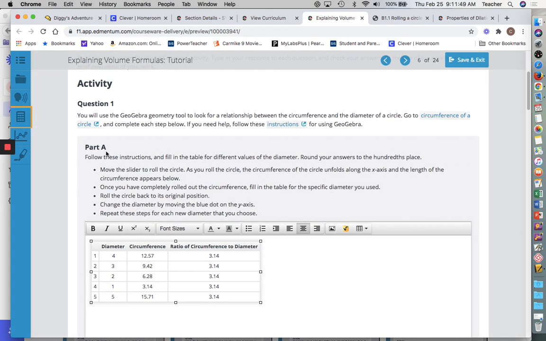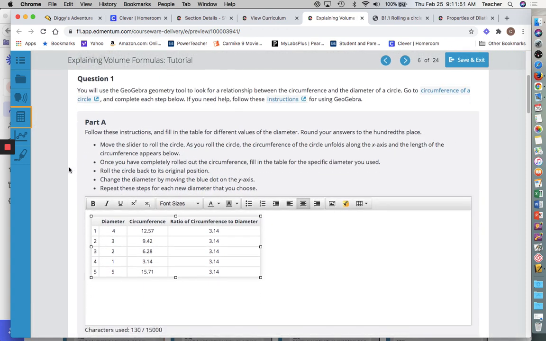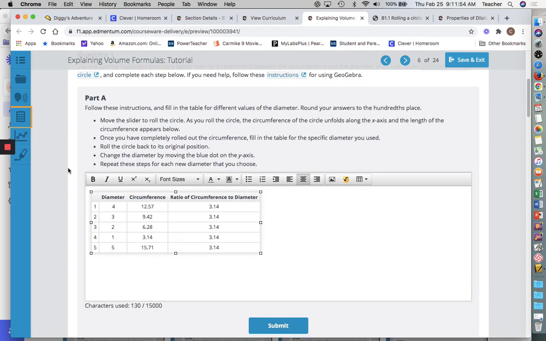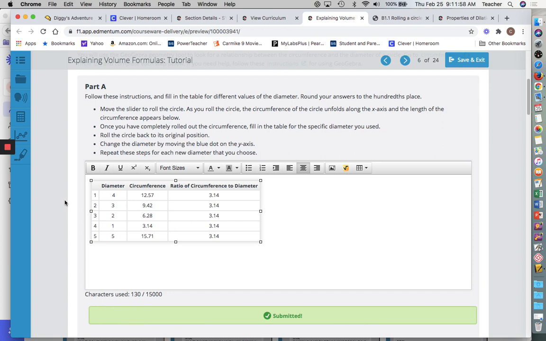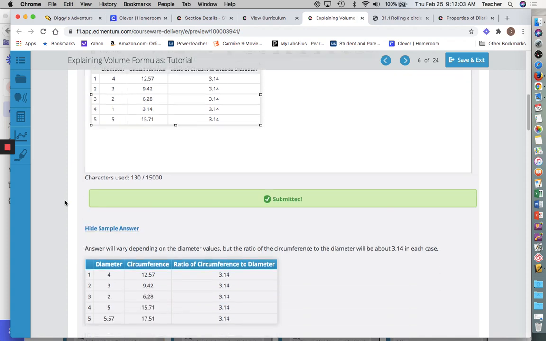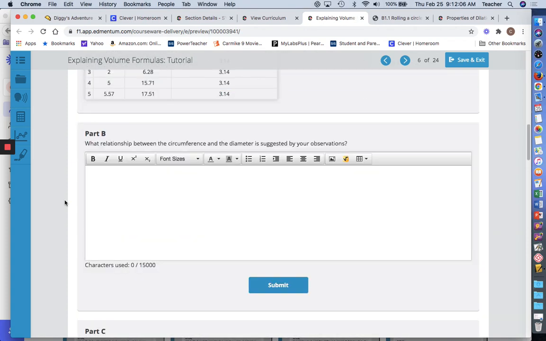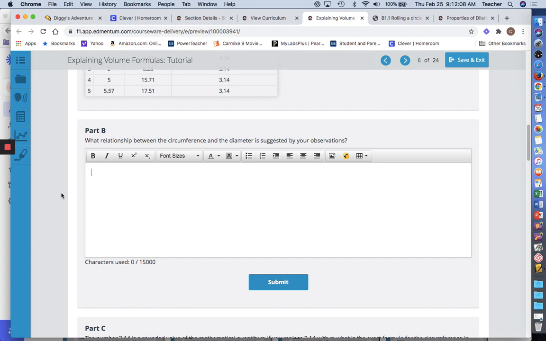Oh, that's easy enough. Well, the reason why they had you do that is because you need to understand that circumference divided by diameter is 3.14. That is where we got 3.14 in the whole scheme of this world. All right, let's see what we got next. What relationship between the circumference and the diameter is suggested by your observation? Circumference divided by diameter is pi.